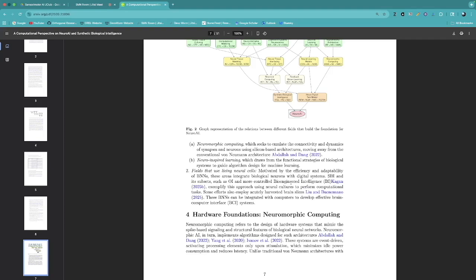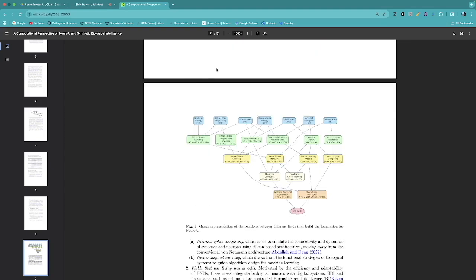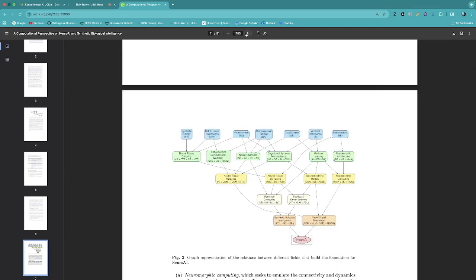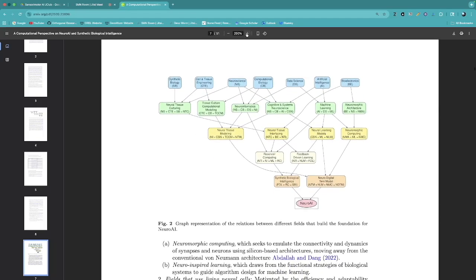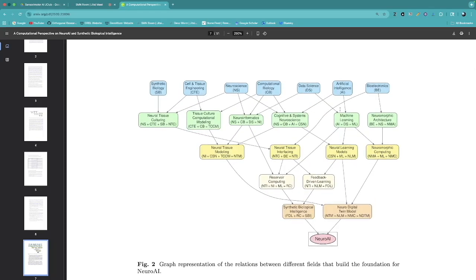Sometimes people are using brain slices for this, but other times they're using neural cultures. These BNNs can be integrated with computers to develop effective brain-computer interface systems. There's a longer discussion that relates to organoid intelligence and brain-computer interfaces.